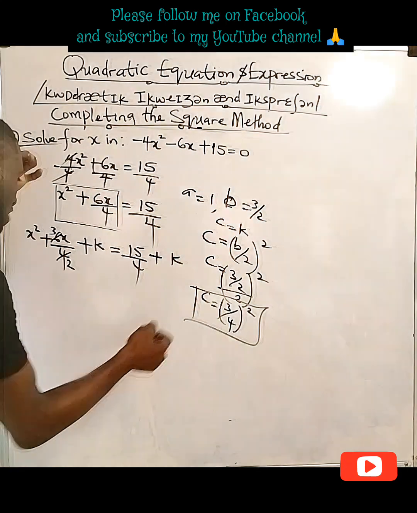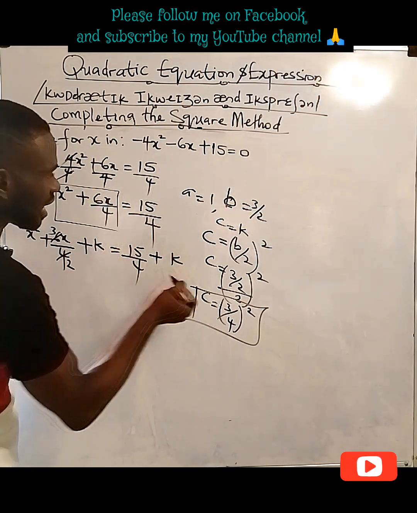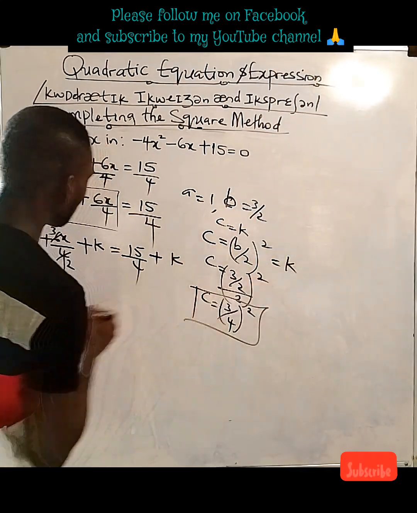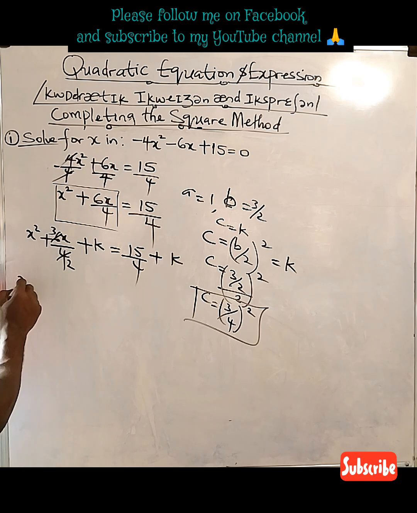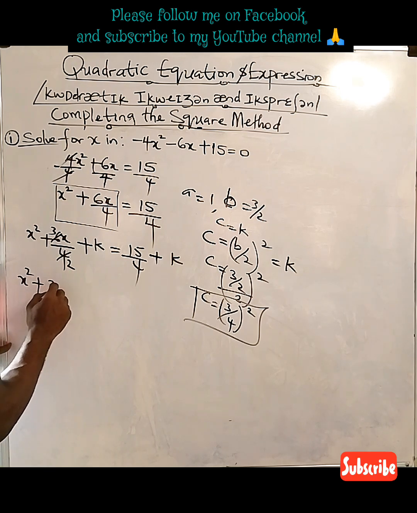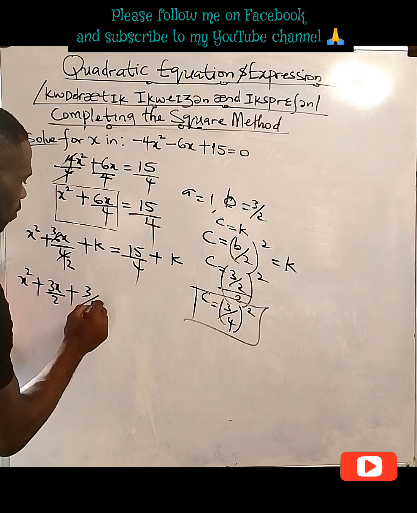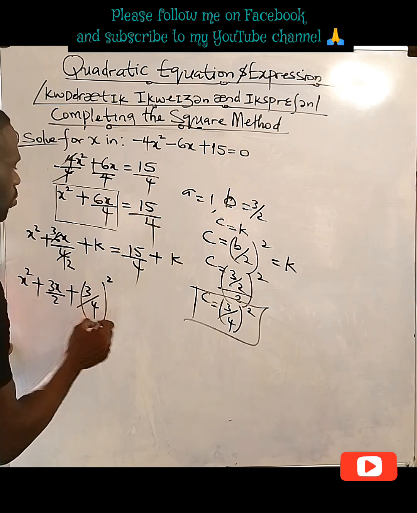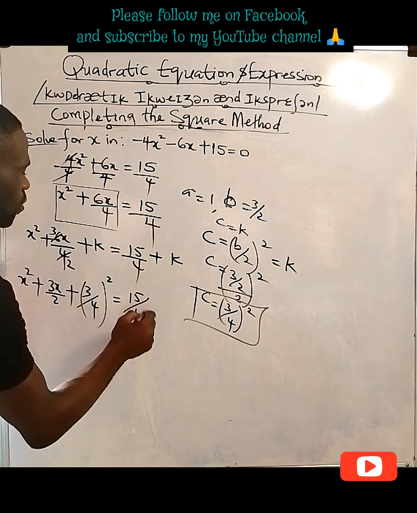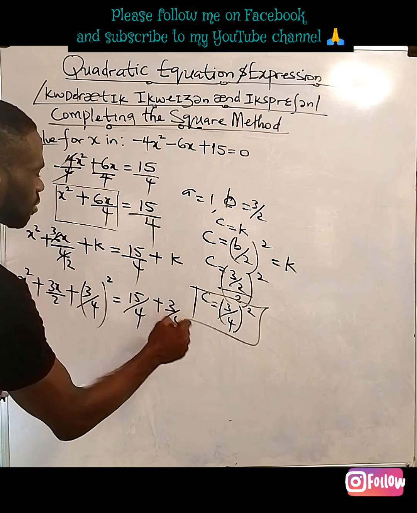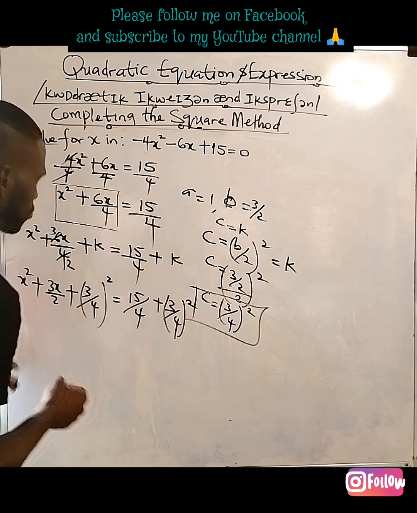That's the value of C. That's the value of K. The C is the K, don't forget. The C is the K we are looking for. So, x squared plus 3x over 2 plus (3 over 4) raised to power 2 equals 15 over 4 plus (3 over 4) raised to power 2.